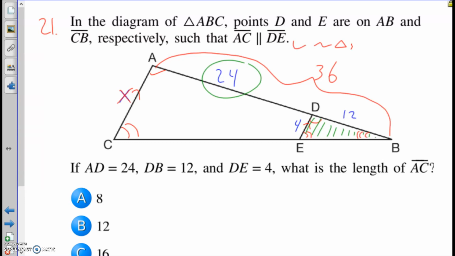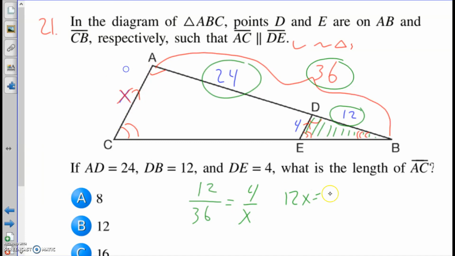So again, similar to a question we did in the last video, I could do one from each triangle, or two from the same triangle equal to two from the other. It doesn't really matter. If I do small triangle over large triangle, the 12 corresponds to the 36, like the top right of the small triangle and the top right of the big triangle. And that is equal to the shortest left side here, 4, and the shortest left side of the big triangle, x. Cross multiply, 12x equals 4 times 36.